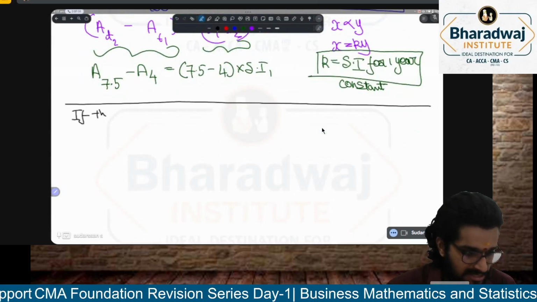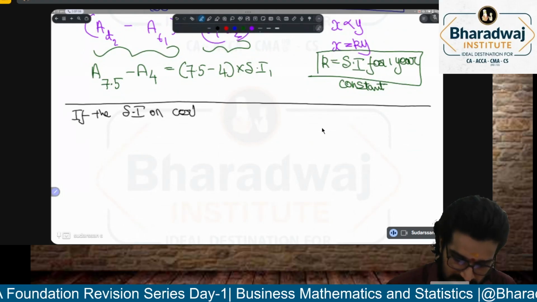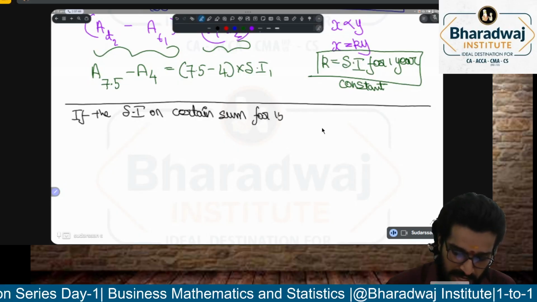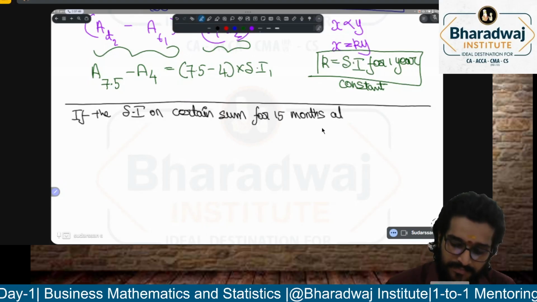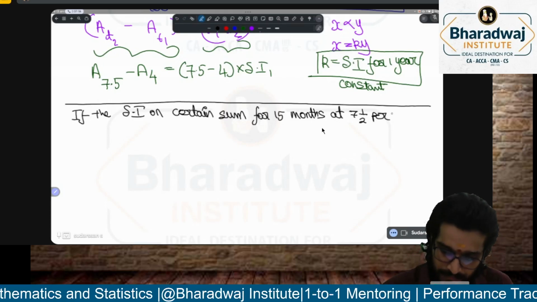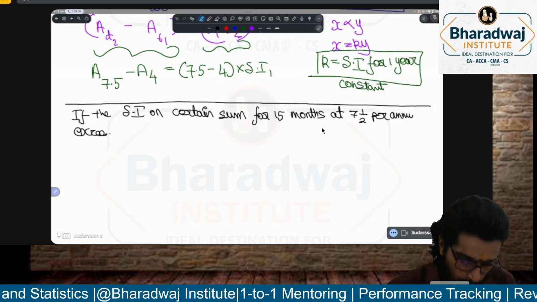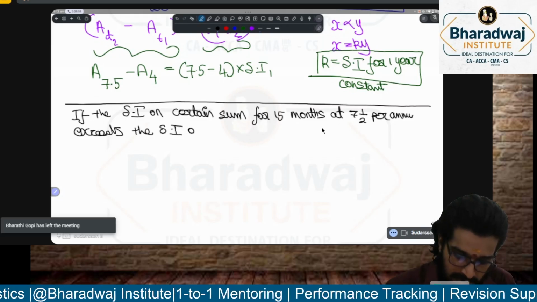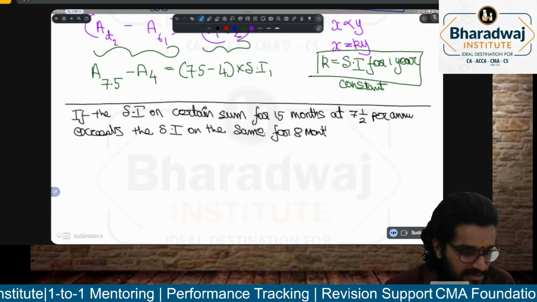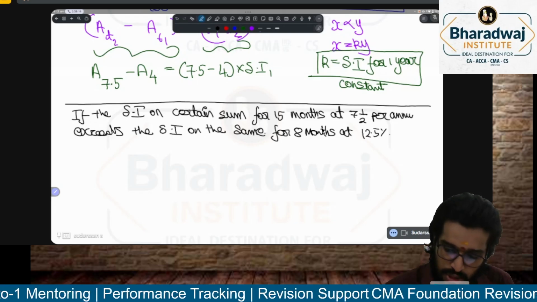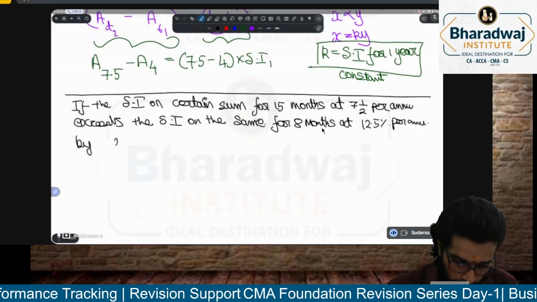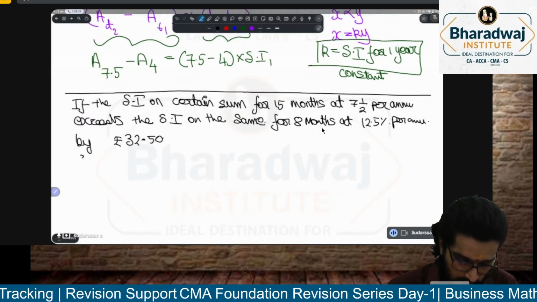If the simple interest on a certain sum for 15 months at 7.5% per annum, that is the ROI, rate of interest, exceeds the simple interest on the same sum for 8 months at 12.5% per annum by rupees 32.50, what is the sum?